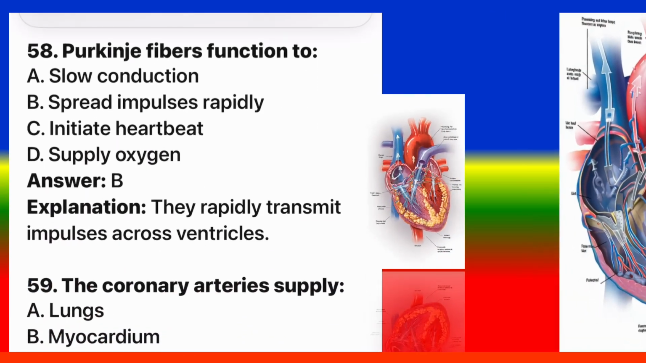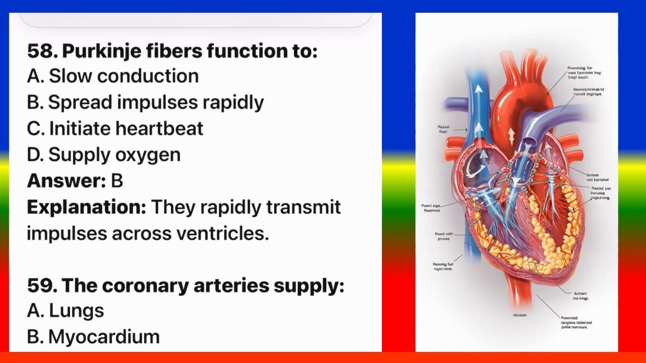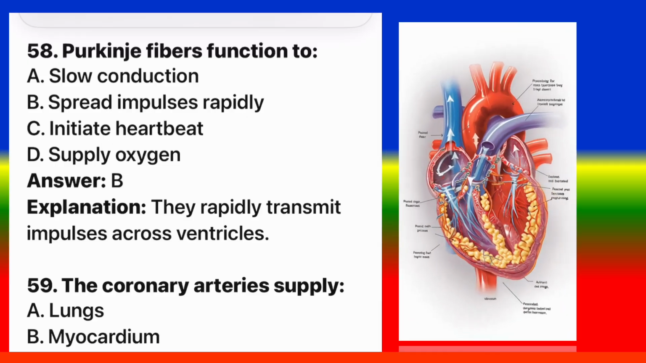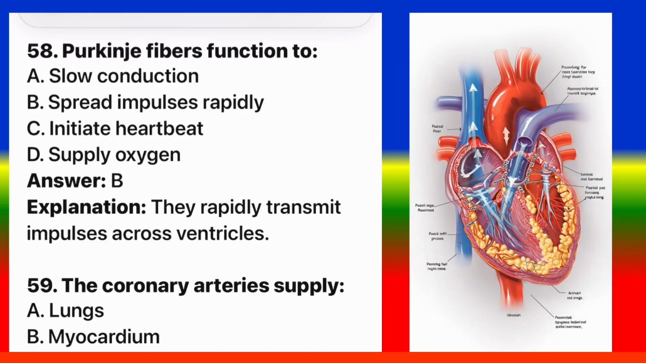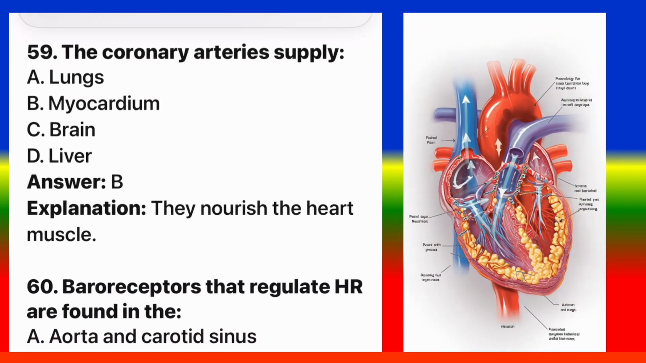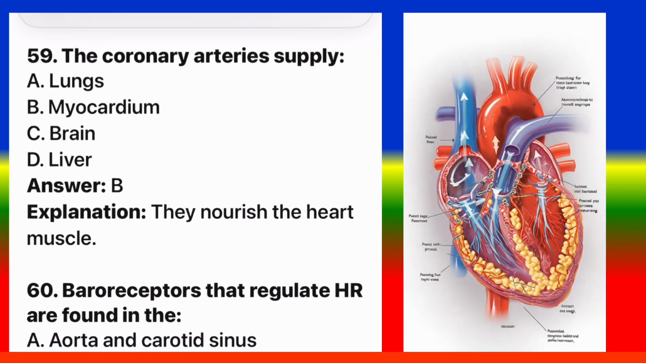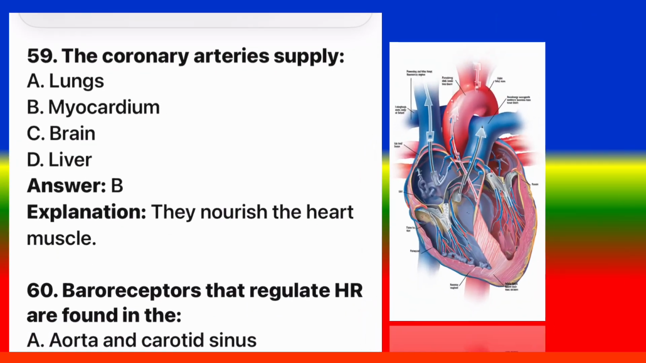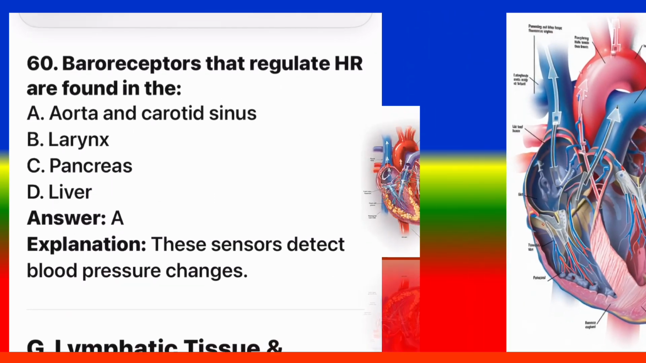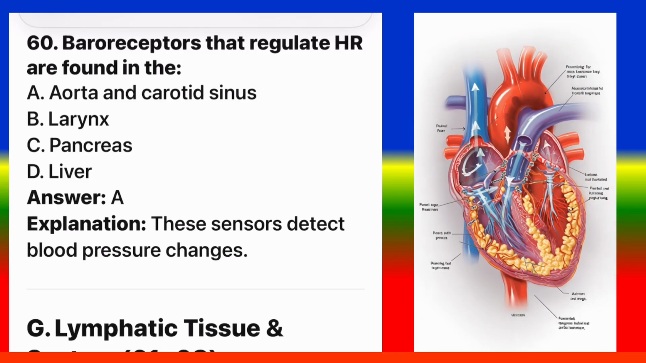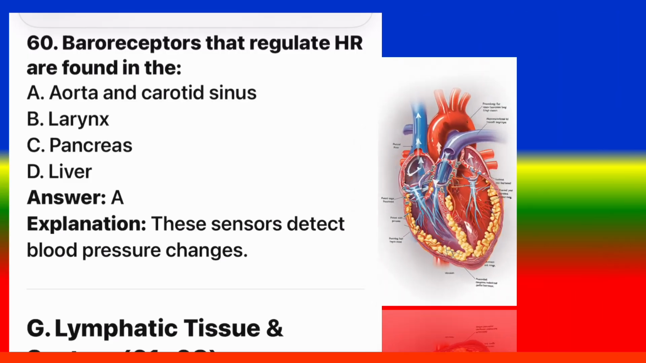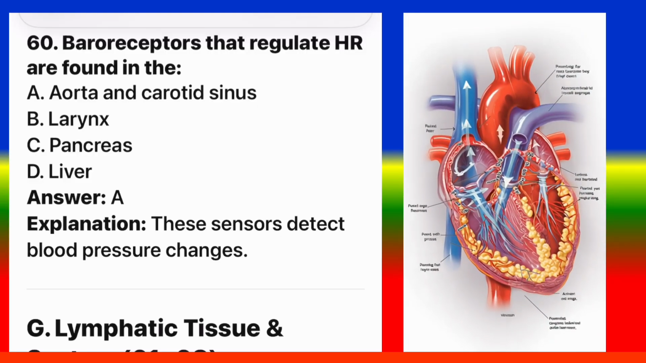58. Purkinje fibers function to: A. Slow conduction, B. Spread impulses rapidly, C. Initiate heartbeat, D. Supply oxygen. Answer B. Explanation: they rapidly transmit impulses across ventricles. 59. The coronary arteries supply: A. Lungs, B. Myocardium, C. Brain, D. Liver. Explanation: they nourish the heart muscle. 60. Baroreceptors that regulate HR are found in: A. The aorta and carotid sinus, B. Larynx, C. Pancreas, D. Liver. Answer A. Explanation: these sensors detect blood pressure changes.